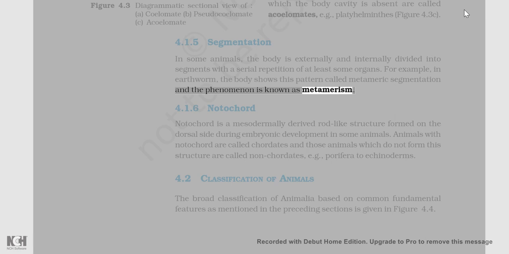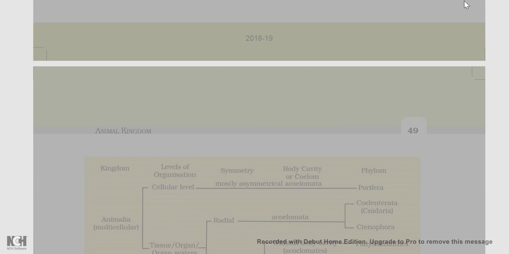4.1.6 Notochord. Notochord is a mesodermally derived rod-like structure formed on the dorsal side during embryonic development in some animals. Animals with notochord are called chordates, and those animals which do not form this structure are called non-chordates, e.g., porifera to echinoderms. 4.2 Classification of animals. The broad classification of Animalia based on common fundamental features as mentioned in the preceding sections is given in figure 4.4.